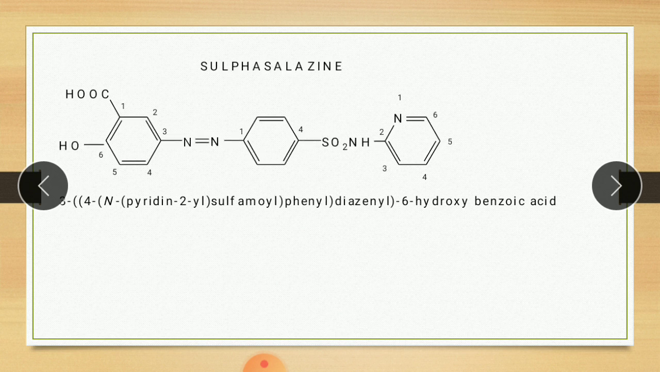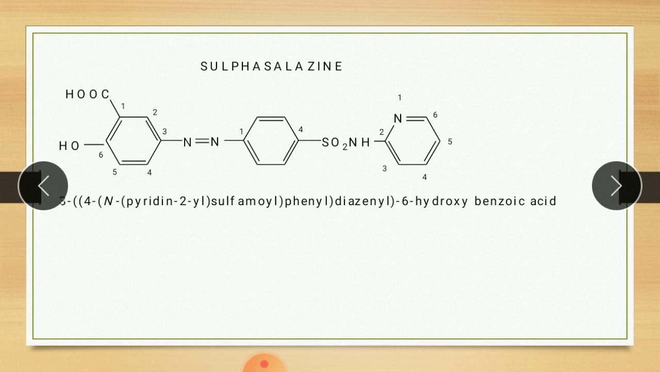Next drug, sulfasalazine. Sulfasalazine. So here you see the numbering, that is 1, 2, 3. So here is 1, 2, 3, 4, 5, 6. In this ring 1, 2, 3, 4. Here also from nitrogen 1, 2, 3, 4, 5, 6. So first 3. 3 means this 3. Then 4. 4 means this 4. N means this N. Then pyridine means this pyridine.